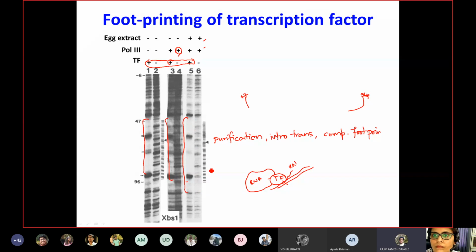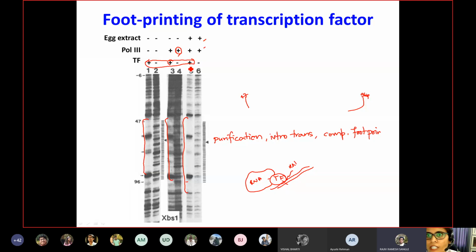Yes, ma'am. But my doubt was that in lane number 3 and lane number 5, we can observe that the protection is offered in different ways. At certain regions in lane 5, it is completely protected, but in lane 3, not all points are protected from 47 to 96. Yes, that is true.